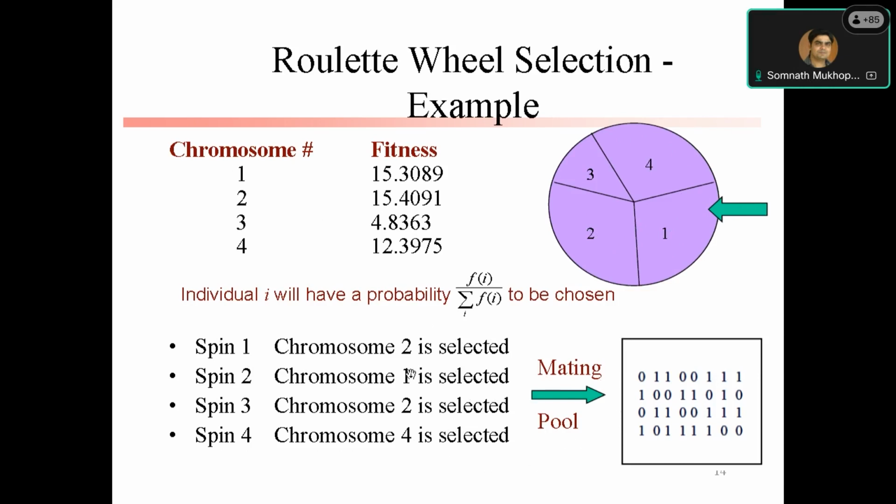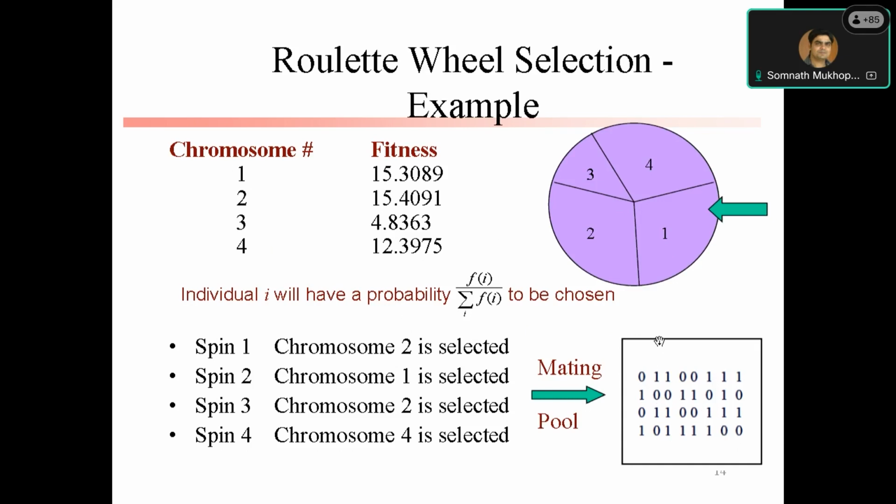So suppose chromosome 1 is selected, then from the second spin, the other chromosomes are selected. The thing to notice here is that it is completely random. Nothing here is manual. So maybe one chromosome, suppose chromosome 1, will be selected many times; that is possible. This way, this mating pool is generated.